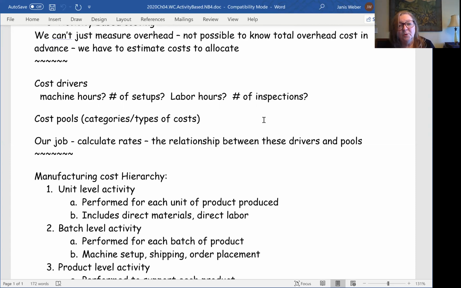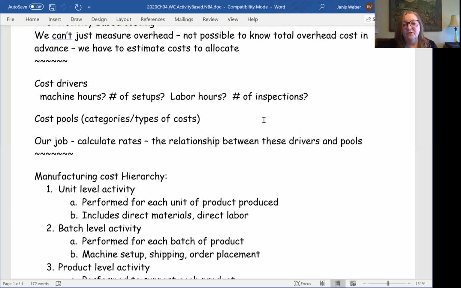So cost pools is just talking about a category of the type of overhead cost we could separate and divvy up by itself, and that's called a cost pool. Okay, our job now is to calculate the rates for each of these to figure out what's the relationship between the driver and the pool. Here's the total cost, here's the estimated amount of the driver, and then let's just come up with a rate so that we'll have a logical way to allocate these overhead costs.